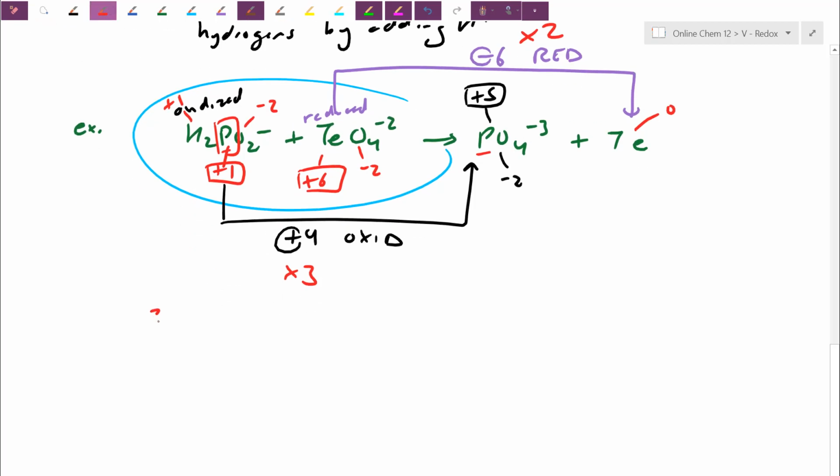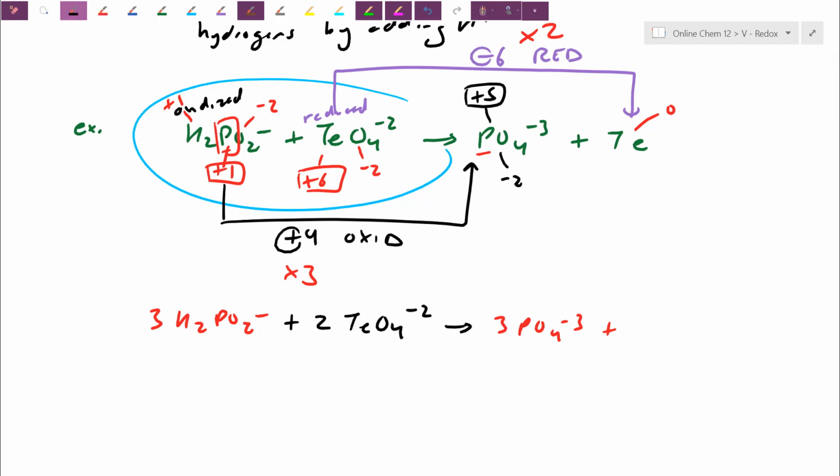So 3 times the H2PO2 minus, the other expression has to be scaled up by 2. I only had one of them to begin with, so let's add twice a tellurium compound, 2 TeO4 minus. This one here ends up giving you 3 PO4. Color code it for you here. And then we have 2 tellurium. Again, I want to emphasize here, it's not immediately obvious. I have not broken up half equations. This is still the entire redox equation. But somehow by doing that, the charges are now balanced.